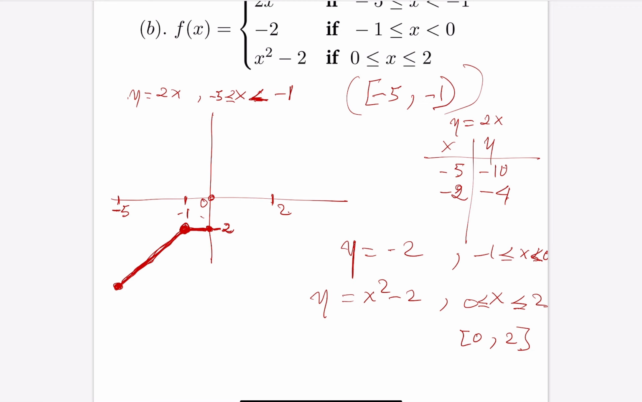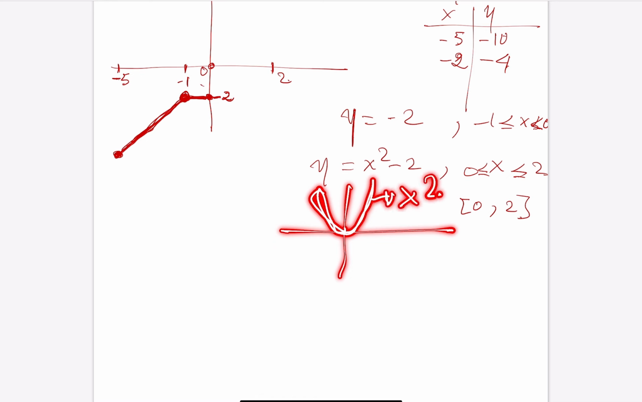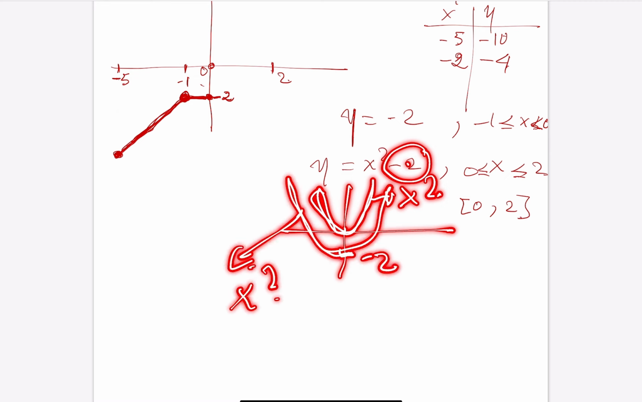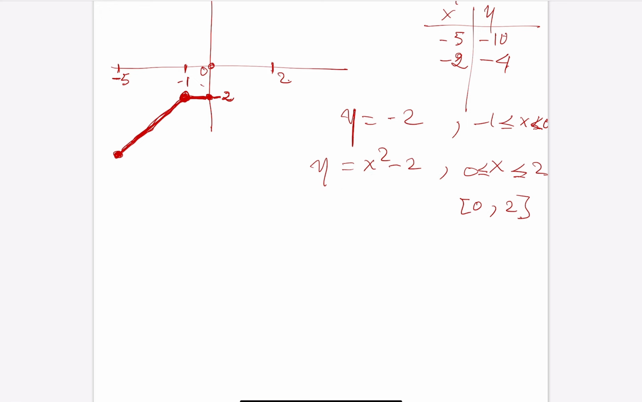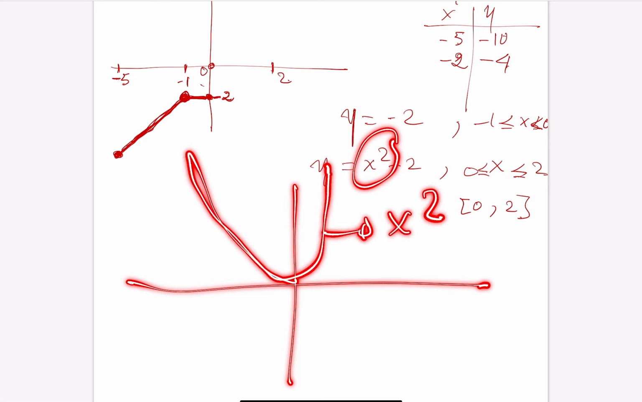Now you have to graph this one, and remember this one is a parabola. The way you graph this one is the parabola x squared, and since you have negative 2, it will go down to negative 2. Negative 2 is right here. It will go down just like this. So that graph is x squared minus 2. This one is called a parabola.